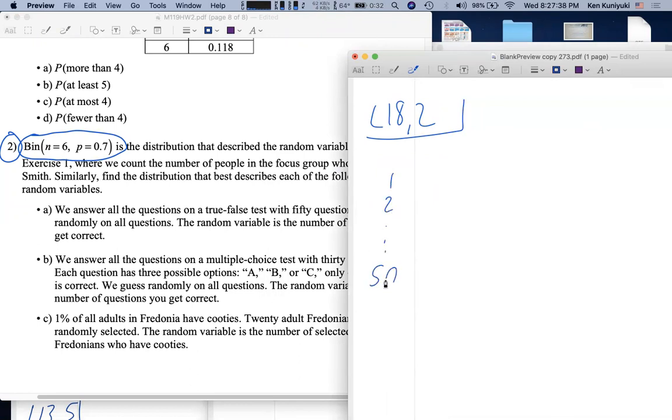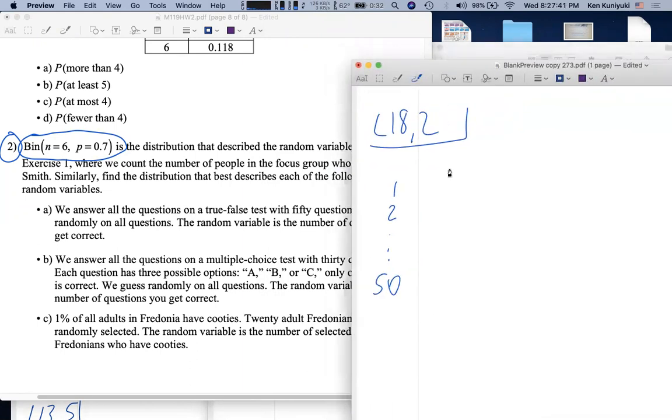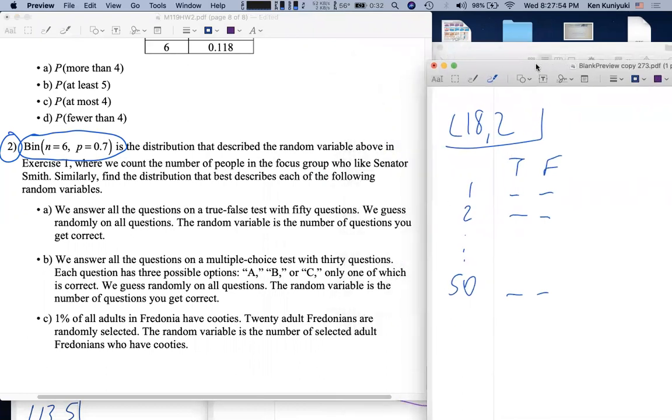Okay, we have a test with 50 questions. All right, think about that. It's a true-false test, like a Scantron. But it's not like a probability distribution like before. You just put in a check mark or fill in the bubble, right? But you didn't study at all, so you guessed randomly on all questions.